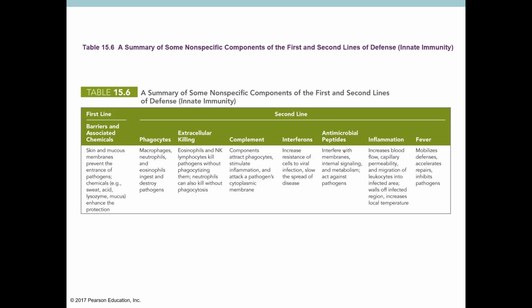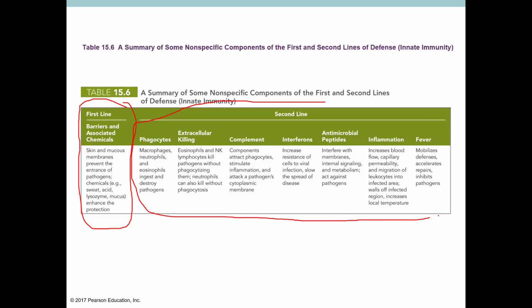Okay, so this is a summary. It looks terrible, but we're going to go through it, and you're going to see that it's not that terrible. The first line of defense, which is over here in one little box, and then the second line of defense, which they've spread out. And there's a lot of information here, and I do want you to know a lot of it, but I think once you look at what's actually written here, you can see the highlights.